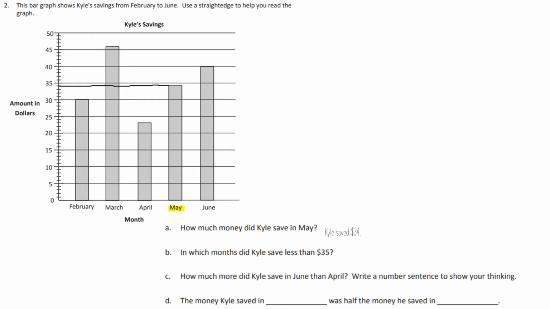So what you're doing now is B, C, and D. In which months did Kyle save less than $35? How much more did Kyle save in June than in April? And for this one, you also need to write a number sentence to show your thinking. And D, the money Kyle saved in blank was half the money he saved in blank. So take your time.